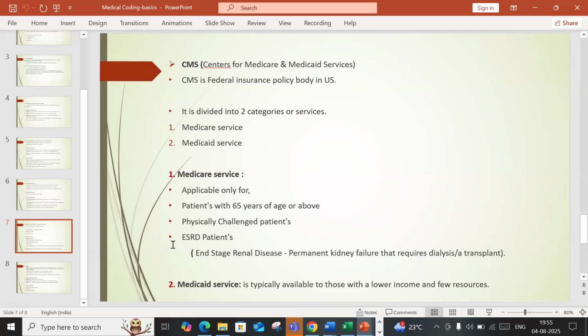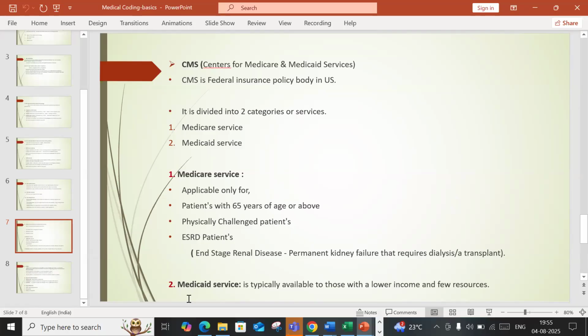If filtration is not done by the kidneys, that person will die because it is a blood filtration process. So in that case, that person should get dialysis or a kidney transplant in order to survive. For that kind of person also, this plan is applicable. That is Medicare service: patients with 65 years of age or above, physically challenged patients, and ESRD patients.